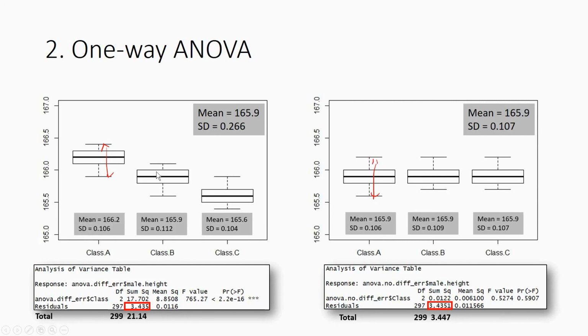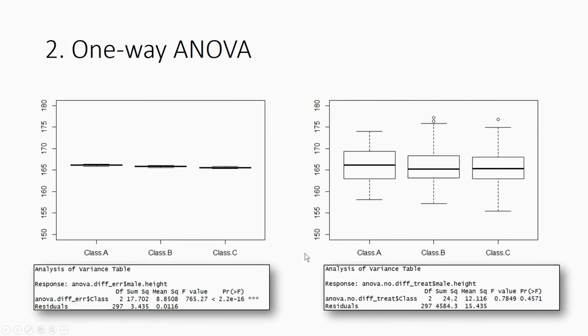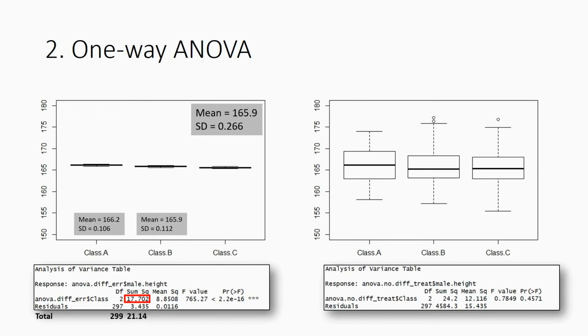So the main difference that causes the total sum of square to differ is the differences between the groups. You can see the value here. This is 0.01. This is 17. So this is the last one. I will just show you all the values.